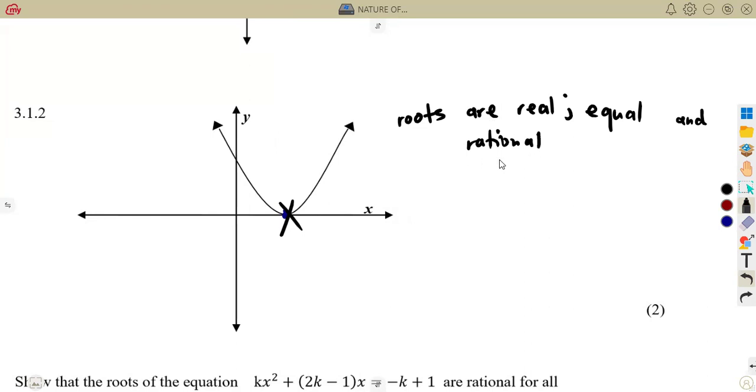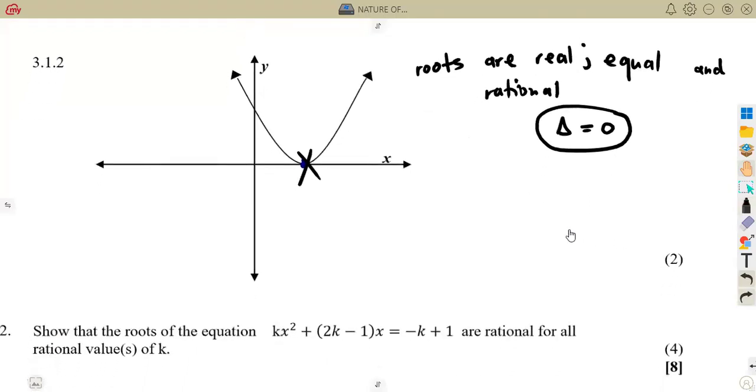These were the conditions, remember, from our notes. Because of what? Our delta being equal to 0. When we have one solution, this is what you can present your answer as.